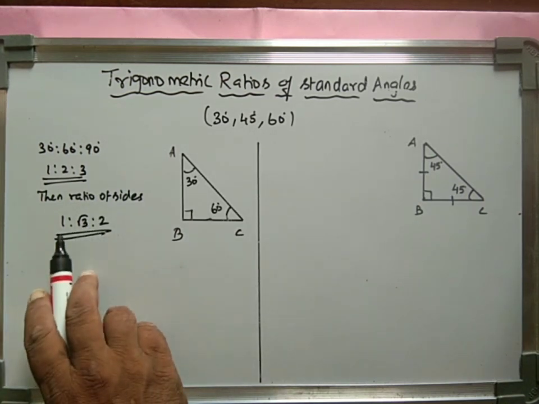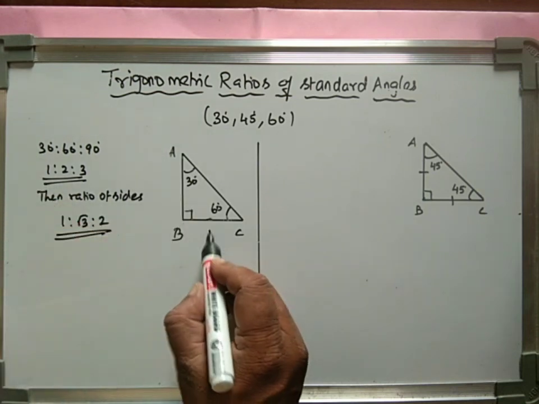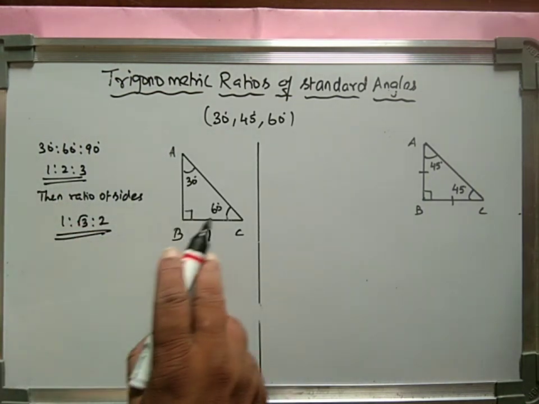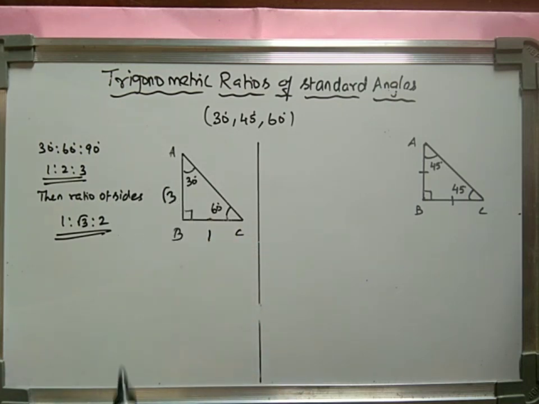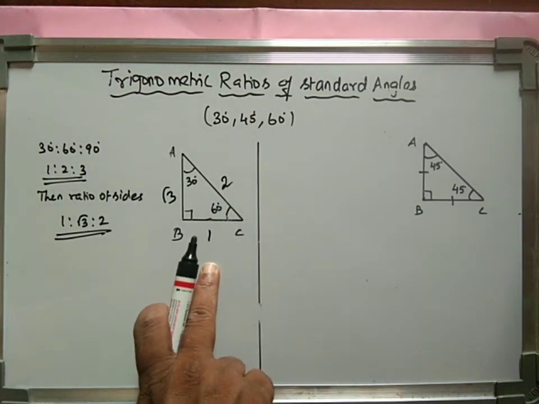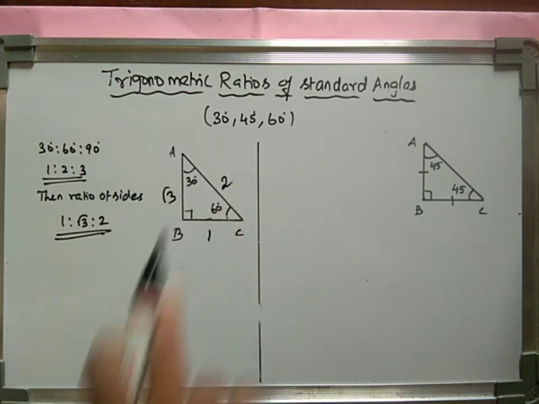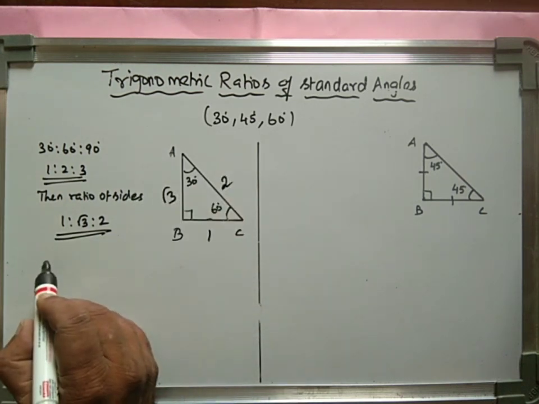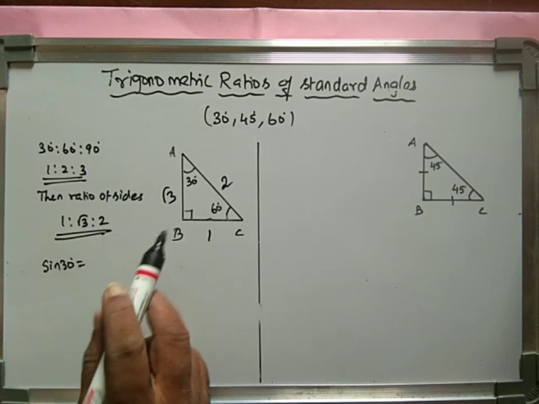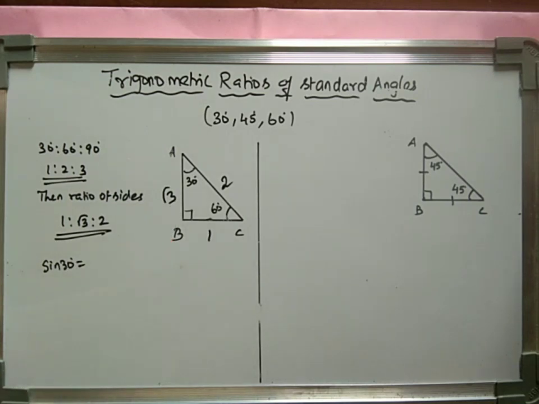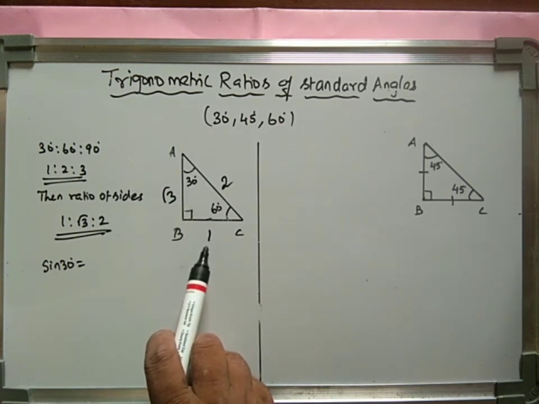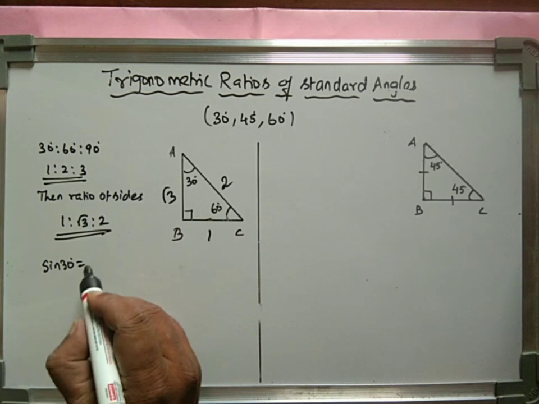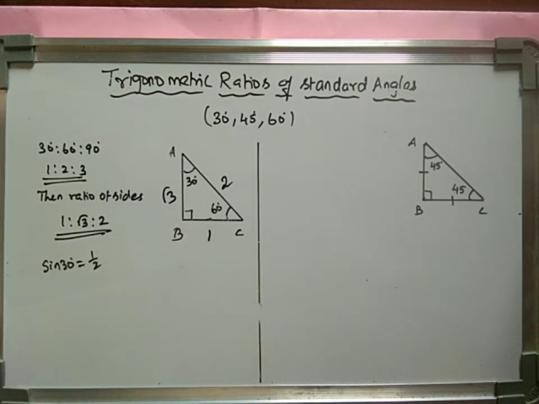Okay, so 1 means it will be opposite to 30 degree. So this side will be 1. Root 3 is opposite to 60 degree. And 2 is opposite to the right angle. So the side BC we take 1, side AB will be root 3 and the side AC will be 2. Now you see, sine 30 degrees you want. What is sine 30 degree? According to definition, sine is opposite by hypotenuse. So for 30 degree, the opposite side is 1 and hypotenuse is 2. So we get sine 30 degree equal to 1 by 2.